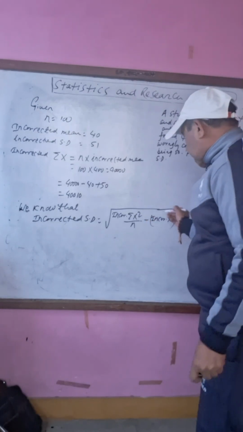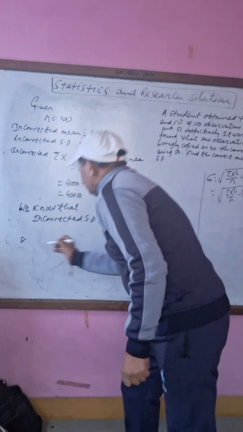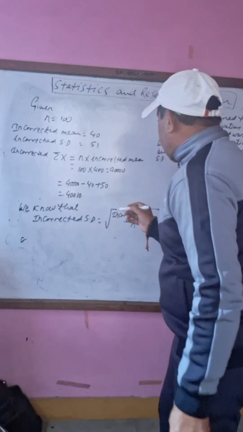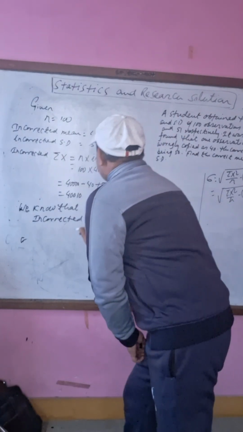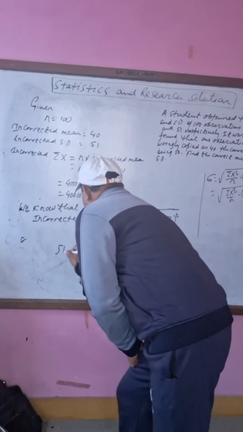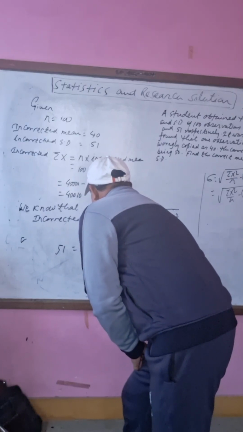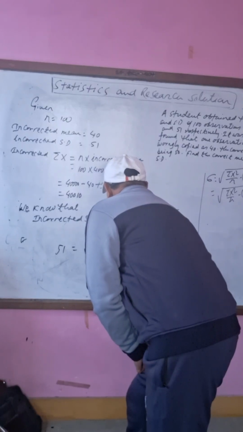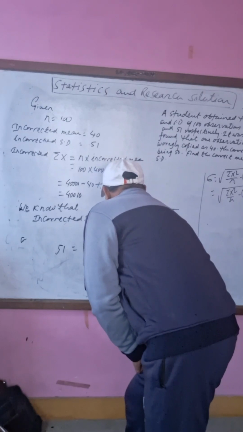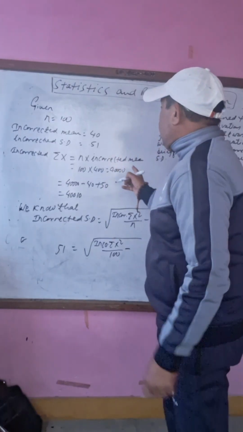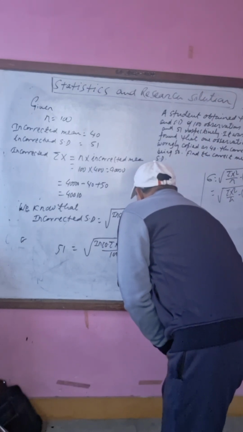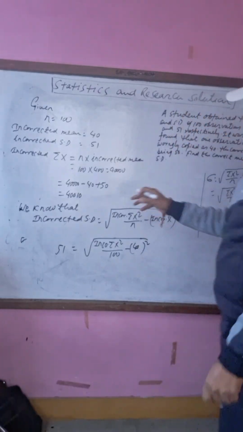So what is the value? Now you substitute the value. Incorrect standard deviation is 50, so you write 51 is equal to the square root of incorrect summation x square upon 100 minus incorrect mean. Incorrect mean is 40, whole square. Now squaring both sides.